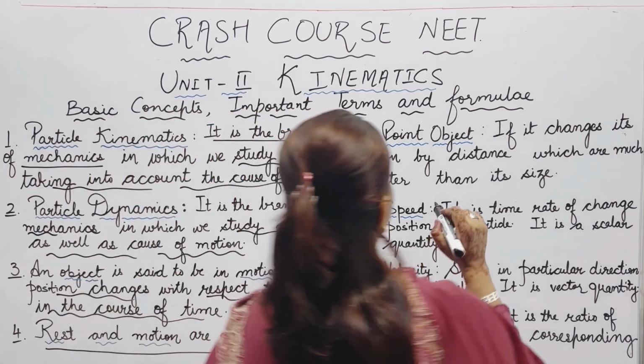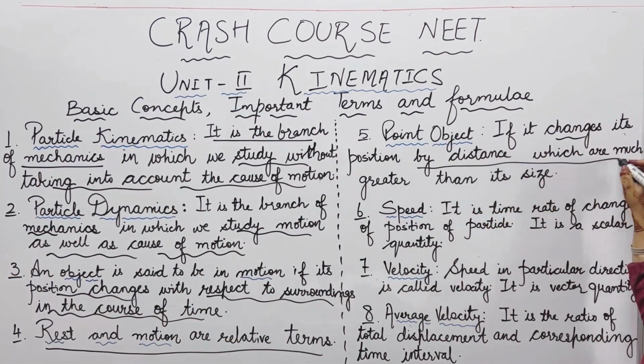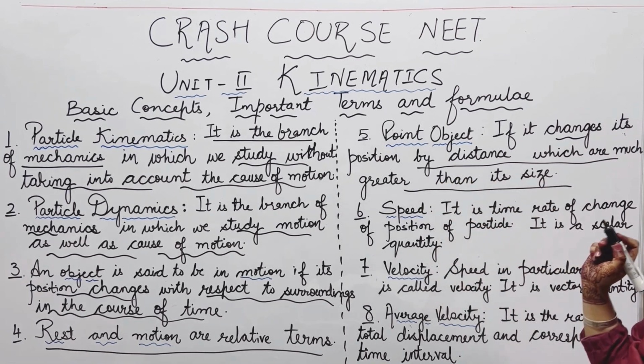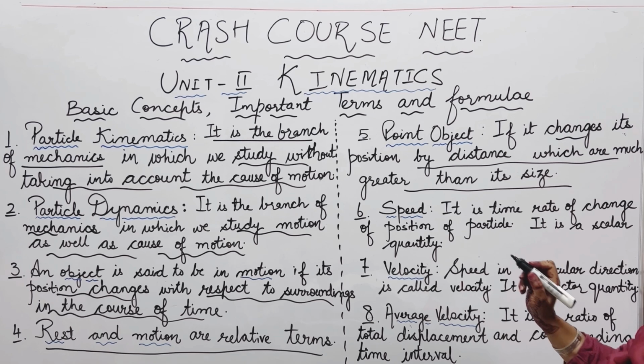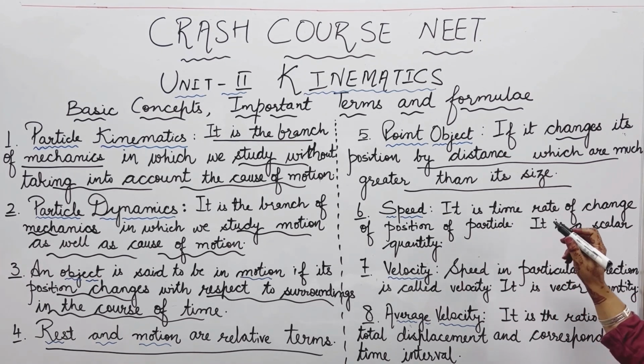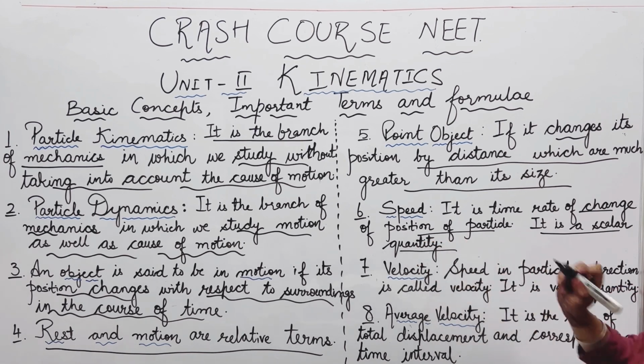Next is the point object. If any object has traveled more distance in comparison to its size, then that object is called a point object. Next is the speed. It is the time rate of change of position of the particle. It is a scalar quantity.